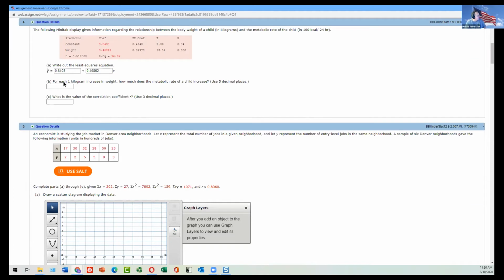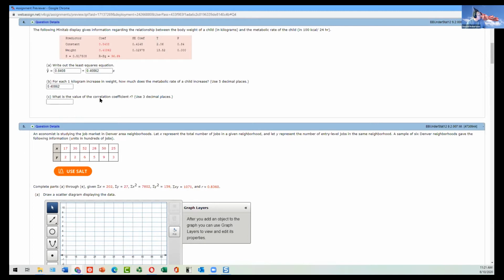Now, for each 1 kilogram increase in weight, how much does the metabolic rate of a child increase? And use 5 decimal places. For every increase of 1 unit on the x, doesn't the y go up by 0.40862, that number?